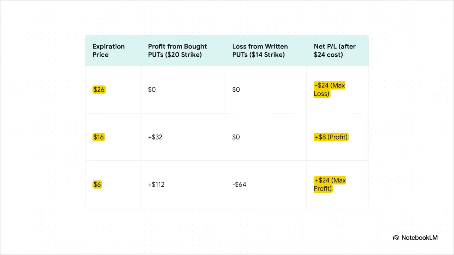Now look at that middle row. What if the stock lands at $16? Hey, our plan is working. The puts we bought are now in the money, making us a profit big enough to cover our initial cost and leave us with a nice little $8 gain. But what happens in a crash? What if the stock plummets to $6? This is where the spread's design is so brilliant. Sure, the puts we bought are now wildly profitable, but that profit is offset by the loss from the puts we sold. So the final result, after you factor in our cost, is a $24 profit, our maximum possible gain.